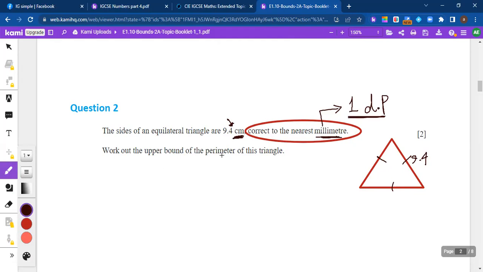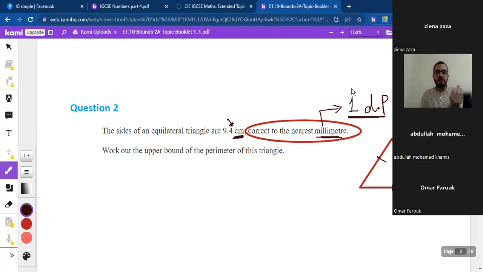Is it because the centimeter is bigger than the millimeter? Yes. Because 1 centimeter equals 10 millimeter, so the millimeter is a part of the centimeter, which is the 4 here. By the way, you solve it like this.